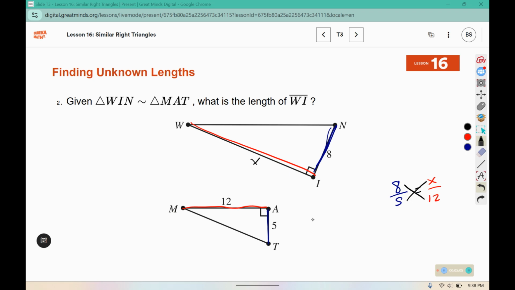Cross multiply. 5x equals 96. Divide by 5. So x equals 19.2. And that was the length of WI. We don't have any units here, so just writing 19.2.